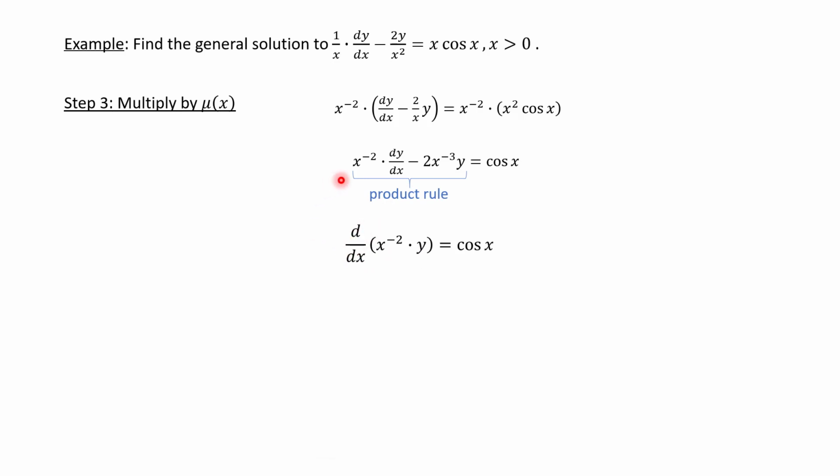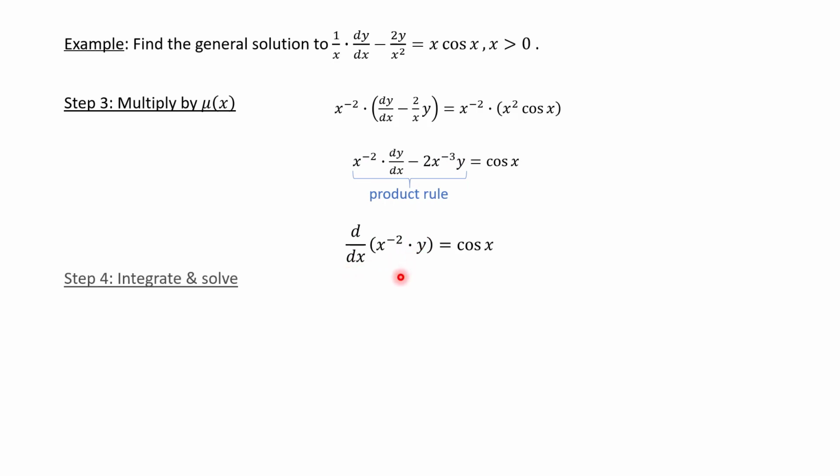So if we go backwards here, derivative of x to the negative 2 is negative 2x to the negative 3 times y. Okay? Product rule. Plus x to the negative 2 times the derivative of y. Okay, so that's our product rule from calculus 1. So just verifying that this is equal to the derivative of this product.